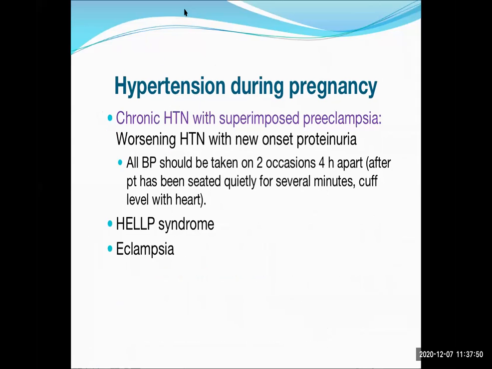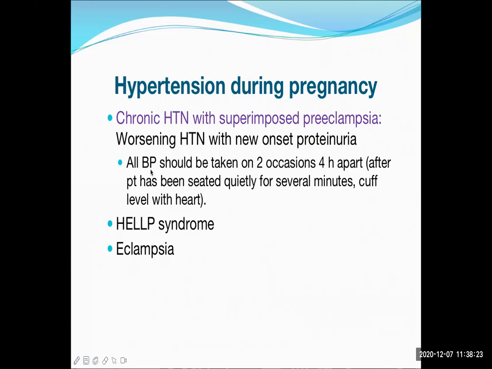Now, another is chronic hypertension with superimposed preeclampsia. Very easy to understand. What is the meaning here? The lady was already hypertensive prior to pregnancy. On top of that, there is a new disease that emerged during pregnancy, and that is preeclampsia. The blood pressure further shoots up after preeclampsia and there are a lot of complications. Along with that, there is proteinuria as well.